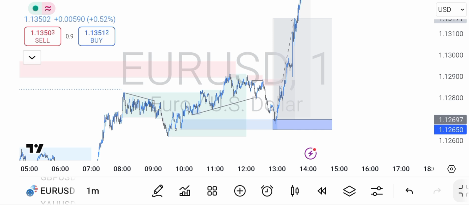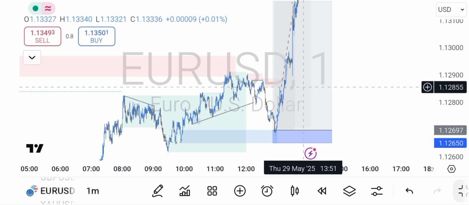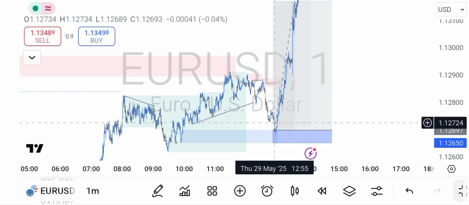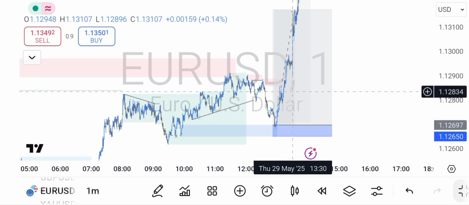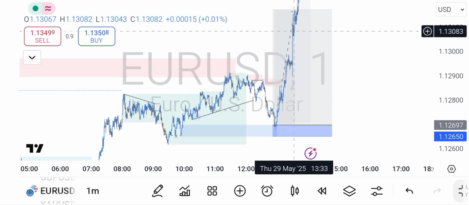So let me walk you through why I ended up not taking this trade, even if it made this much profit, even if it made this massive big profit. Stay tuned, guys.